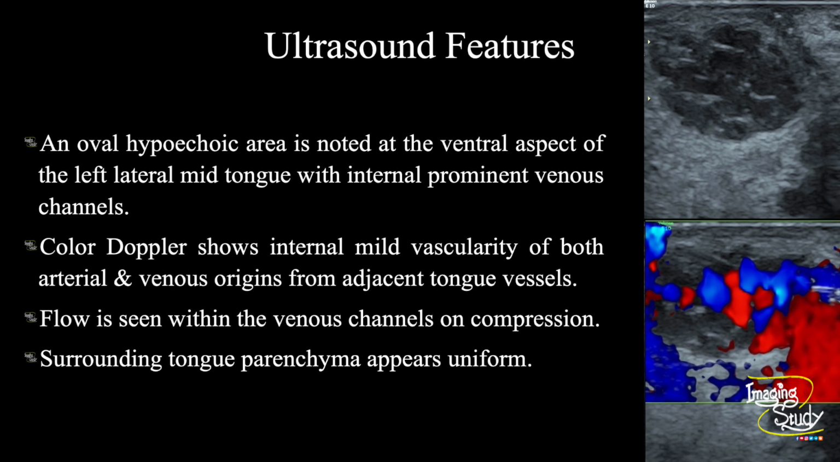So in summary, an oval hypoechoic area is noted at the ventral aspect of the left lateral mid-tongue with internal prominent venous channels. Color Doppler shows internal mild vascularity of both arterial and venous origins from adjacent tongue vessels. We could see flow within these venous channels on compression. Surrounding tongue parenchyma appears uniform. So these features conclude it as a case of tongue vascular malformation, possibly a hemangioma.